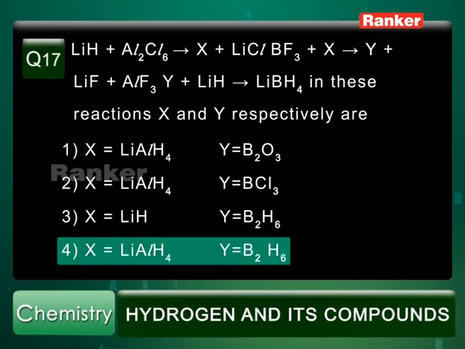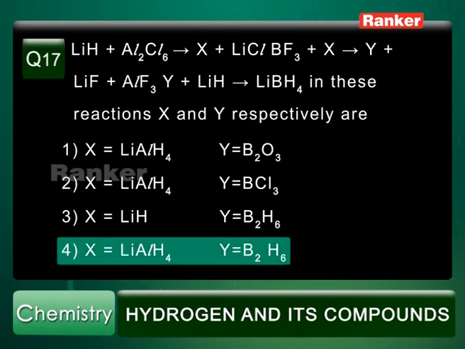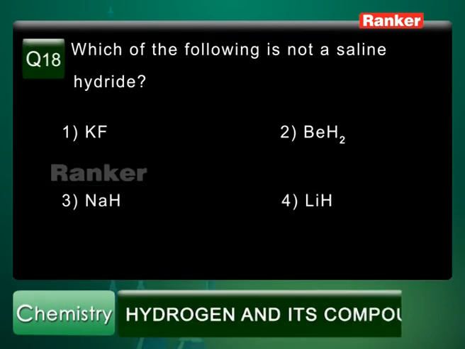So the correct answer is fourth option. X is lithium aluminum hydride and Y is diborane B2H6. Question number 18. Which of the following is not a saline hydride? Another name for saline hydride is ionic hydride.